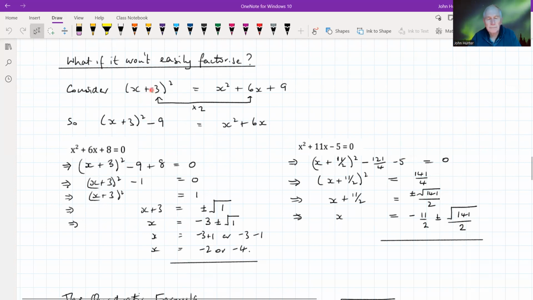But we've got another method called completing the square, which is quite nice. What we might just think about for a moment is, if we were to square this expression here, x plus 3 squared, then we notice that it comes out like this, and this number here is going to be twice this. So it doesn't matter what this number is in our expansion, we're going to get twice that number as a coefficient of x.